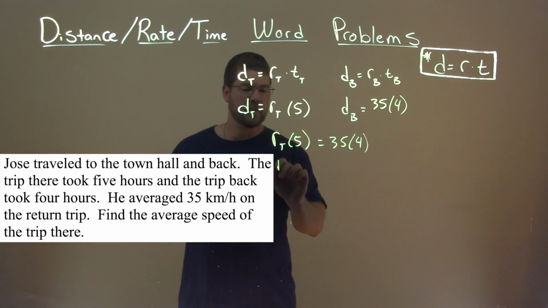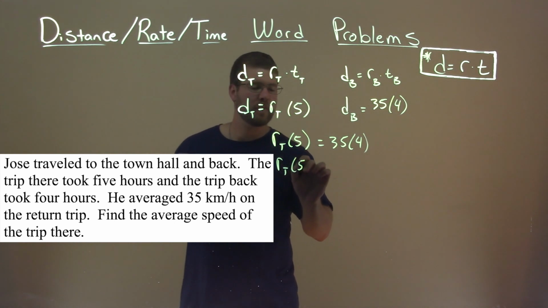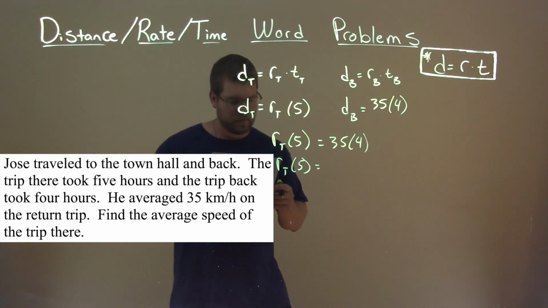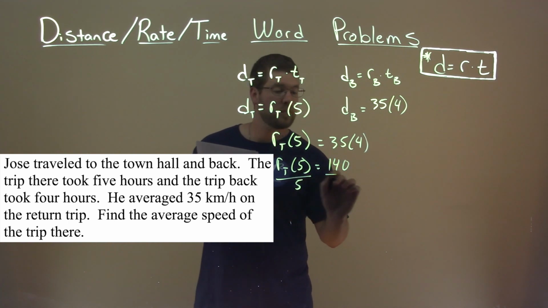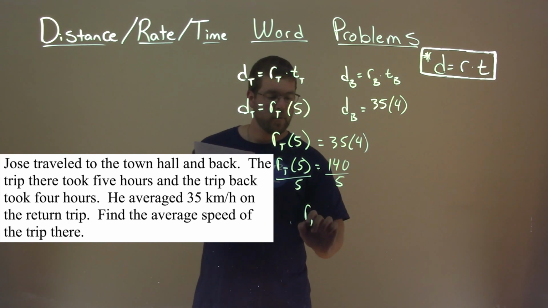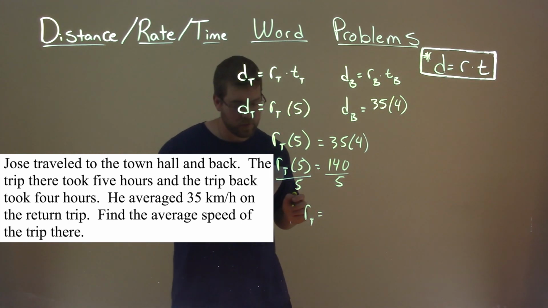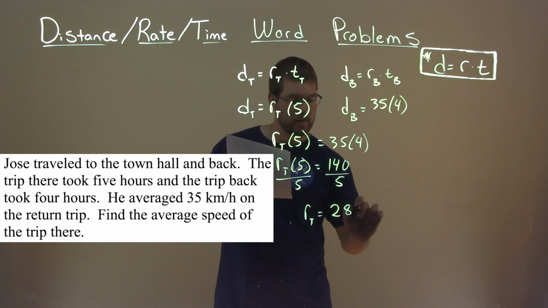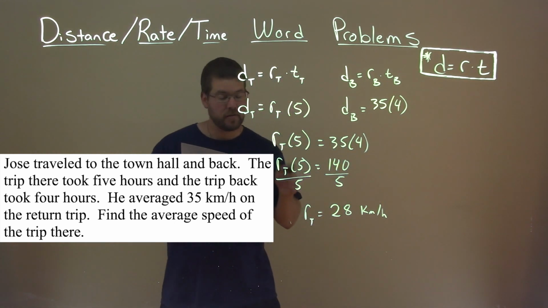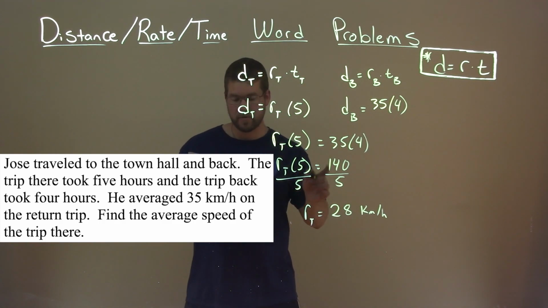Let's simplify this a little. R of t times 5, and 35 times 4 is 140. Divide 5 to both sides, and we get the rate there is equal to 140 divided by 5, which is 28, and our units are kilometers per hour. And so the average speed of the trip there was 28 kilometers per hour.